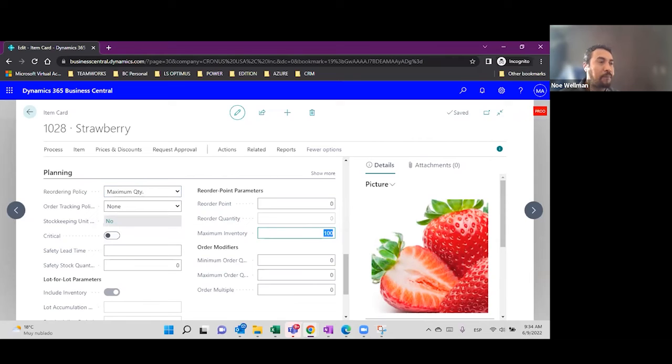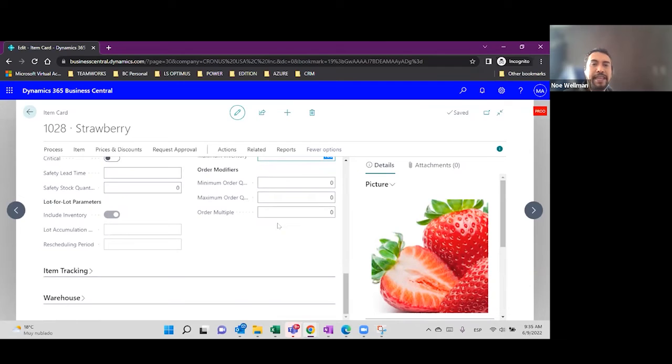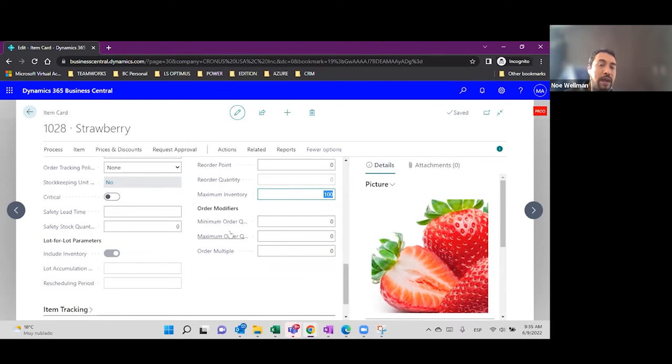So for instance, if you enter a maximum inventory of 100, and somehow your available inventory is 50, then Business Central is going to order the remaining 50 to get 100. So you see, it's so simple, it's very easy. The only thing that we need to do is understand which tools we have to plan this.